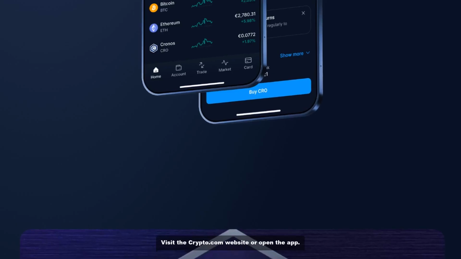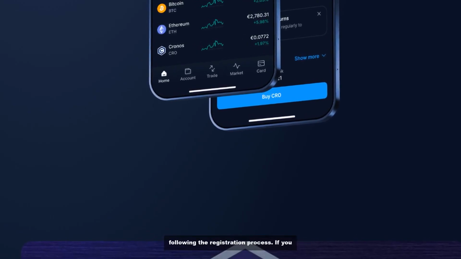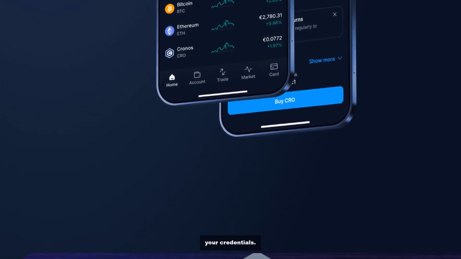Visit the Crypto.com website or open the app. If you don't have an account, create one by following the registration process. If you already have an account, simply log in using your credentials.